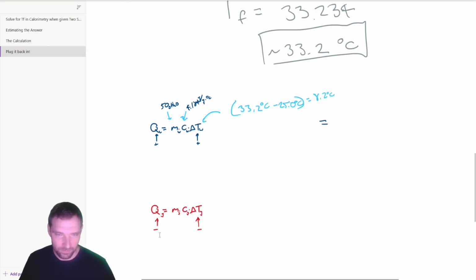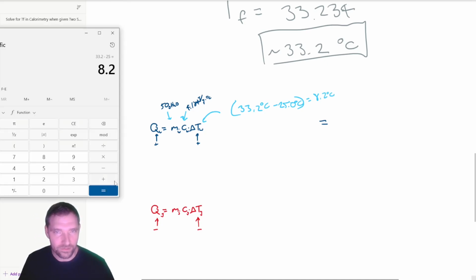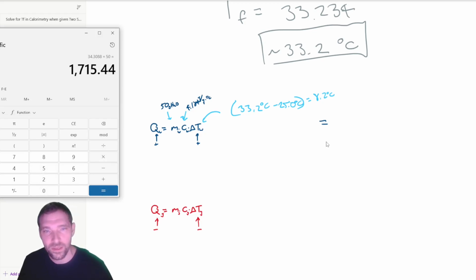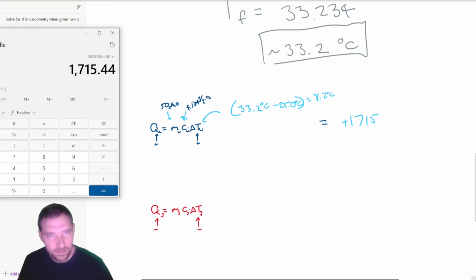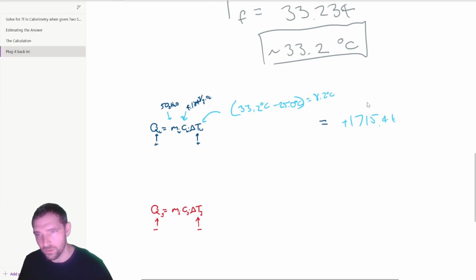And then we can just multiply that by these other two numbers. So that 8.2 times the 4.184. And if you've already multiplied the 50 by that, you could use that, but I'm just using the numbers as they were given, just to be going straight to the source. So this looks like this was going up 1,715.44 joules when we did that.